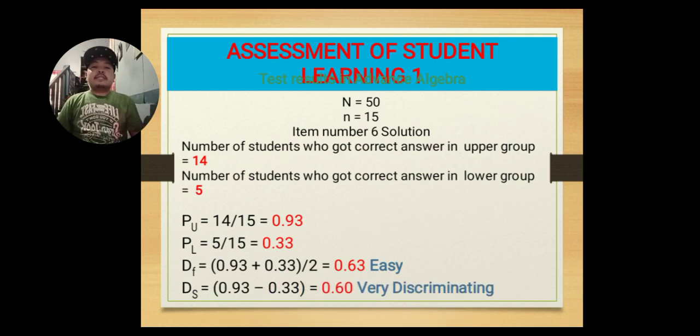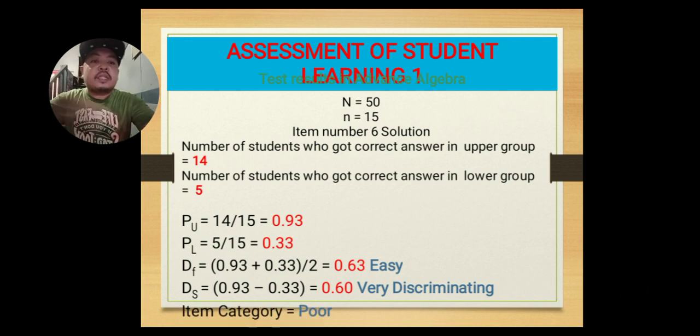Compute for discrimination index, that is P sub U minus P sub L. So therefore 0.93 minus 0.33, that is equal to 0.60. And it is equivalent to very discriminating. Okay? So again, based on the evaluation code, you have easy, then very discriminating.